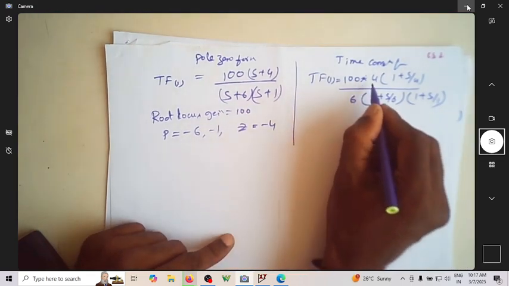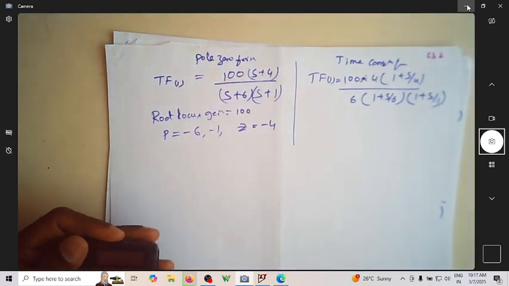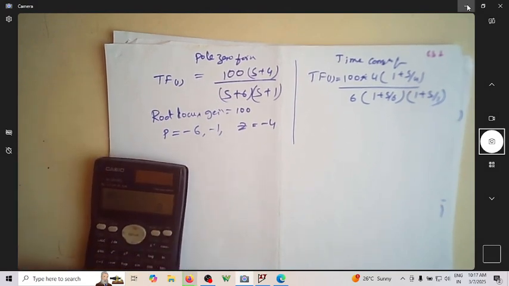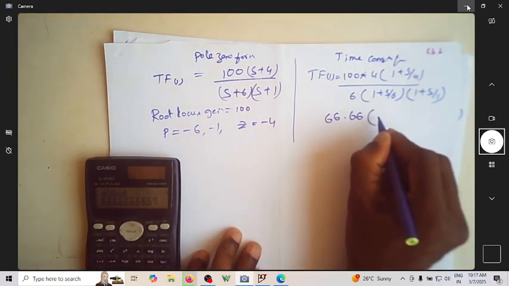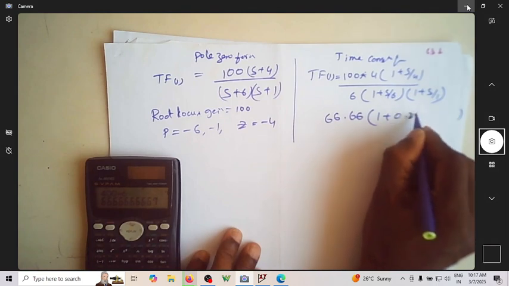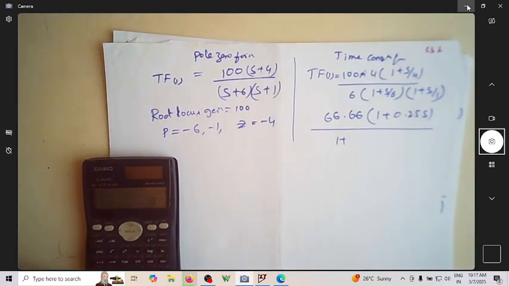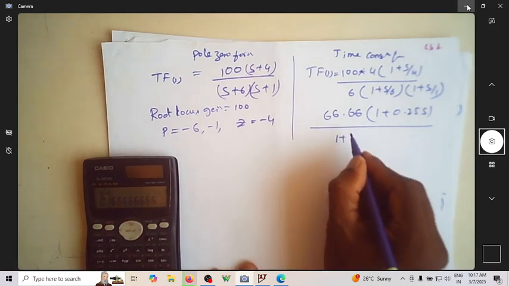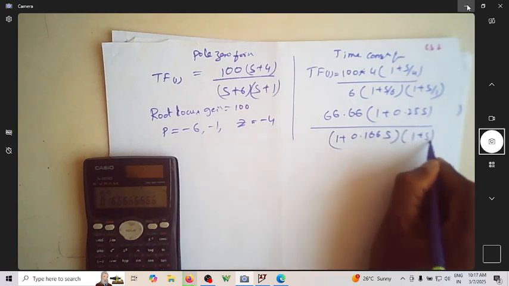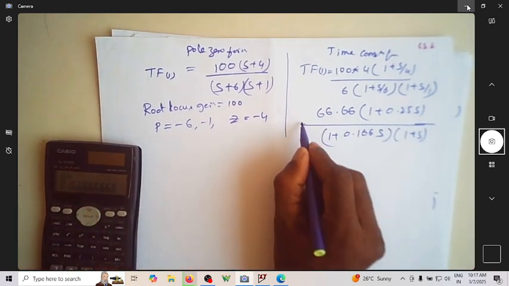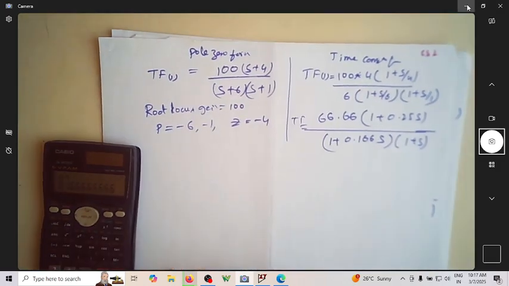So now what is this? This will be now 400 by 6. 400 by 6 would be 66.66, into (1 plus 0.25 s) divided by (1 plus what is 6 inverse? 6 inverse is 0.166 s) and (1 plus s). This is the same transfer function but represented in time constant form.